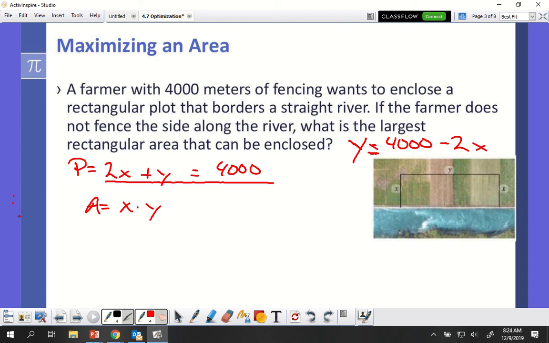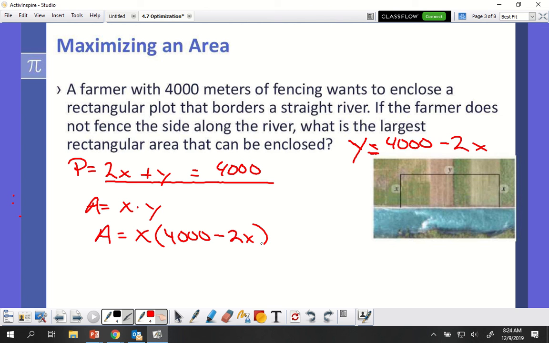So that's going to be super helpful now. So I could replace what? The Y in that area right there. Very good. So it's going to be A is equal to X quantity of 4,000 minus 2X. By doing that, what have I successfully been able to do? Replace a Y, another variable. Yeah. So now I only have one variable, right?